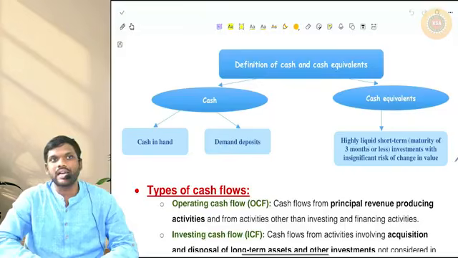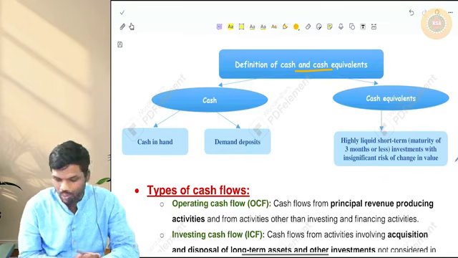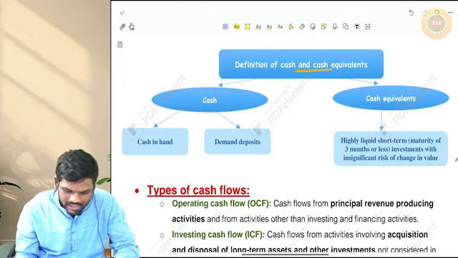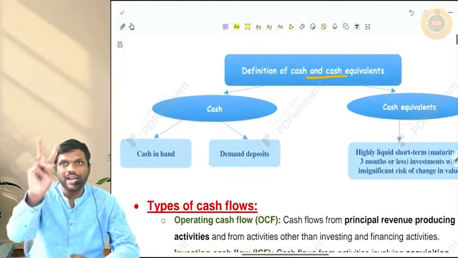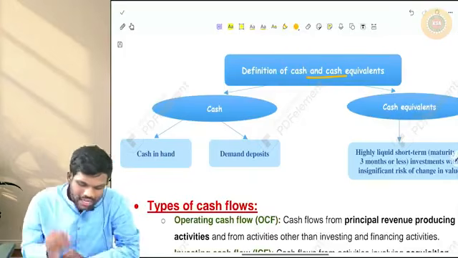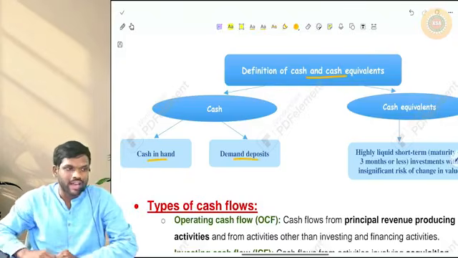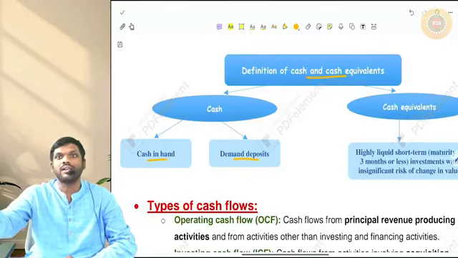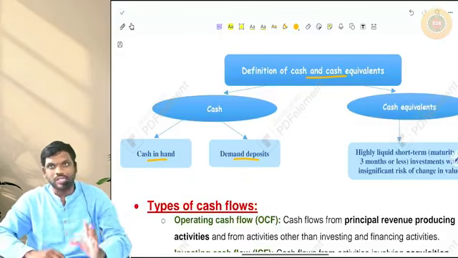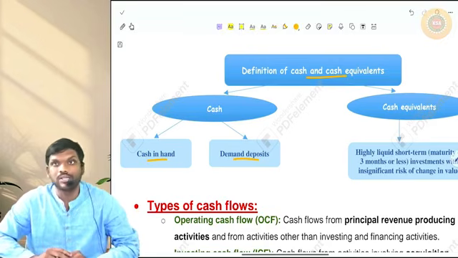So the basic understanding in the standard will start with understanding the definition of cash and cash equivalent. AS3 says cash and cash equivalent has two components. One is cash and another one is cash equivalent. Cash includes both your cash in hand and the demand deposits with bank. Be very careful. Demand deposits means something that is deposited in the bank which you can withdraw whenever required. That is called as demand deposits. So cash component includes both the cash in hand as well as demand deposits with the bank.